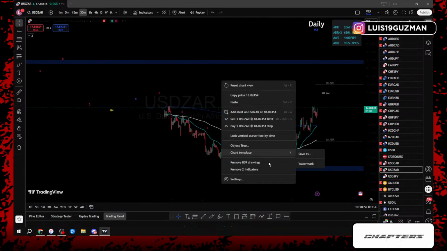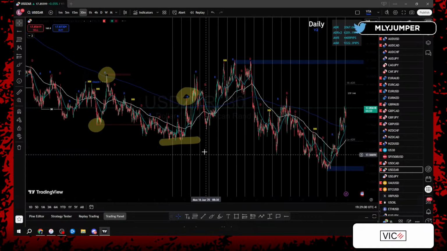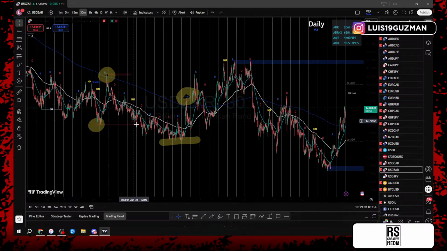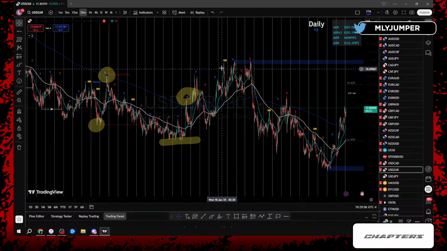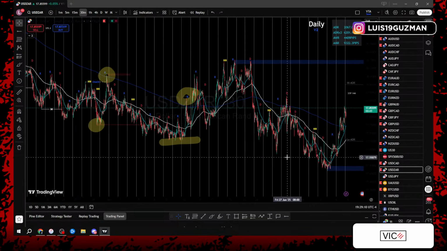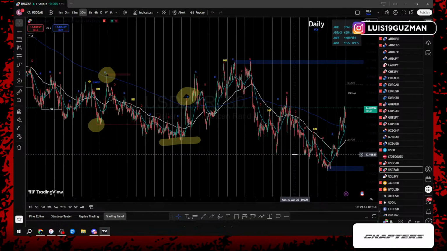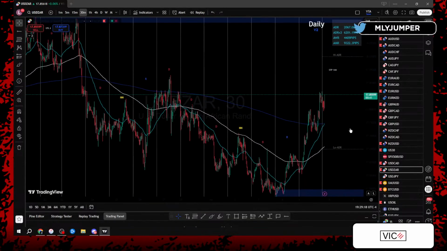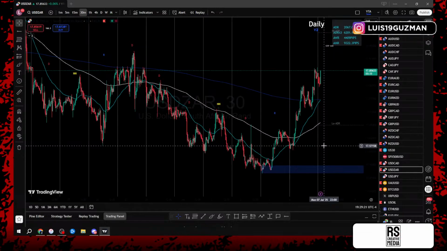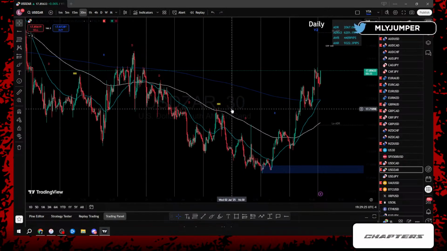On the 30-minute time frame, we had low, lower high, lower low, higher high, higher low, higher high, higher low, higher high, higher low, higher high, lower, lower high, lower low, higher high. Lower low, lower high, lower low, change of character.